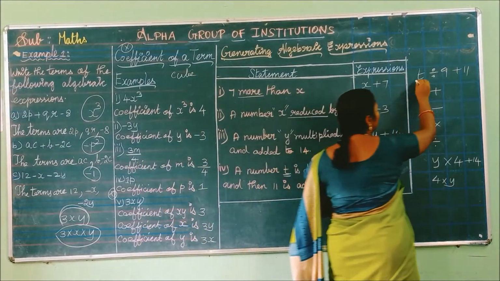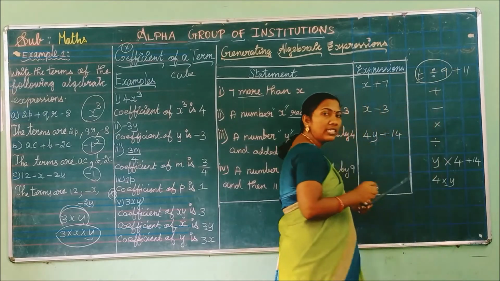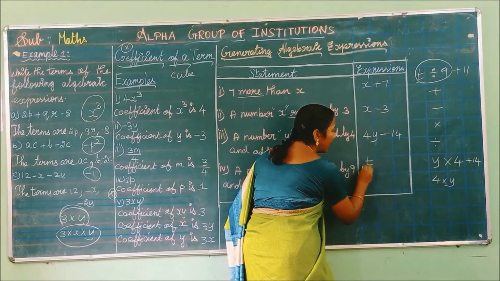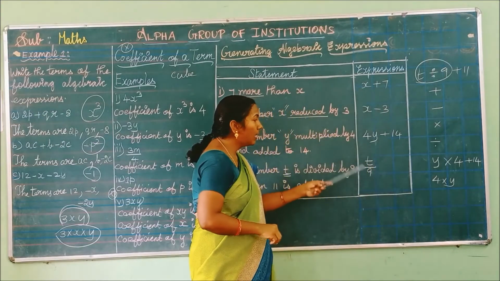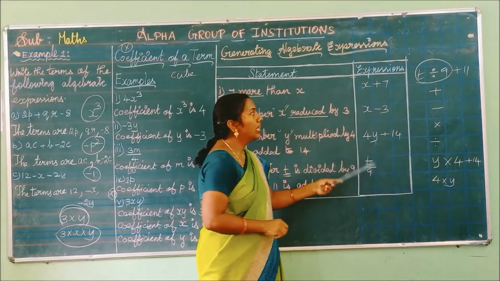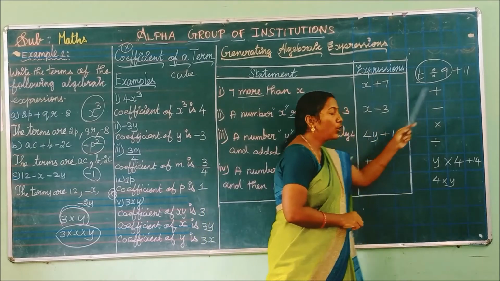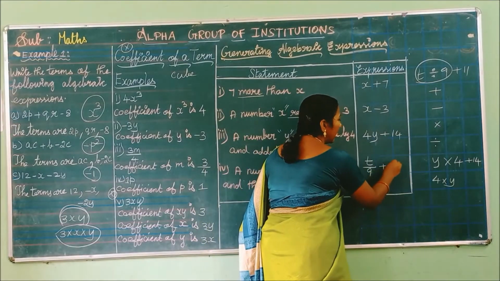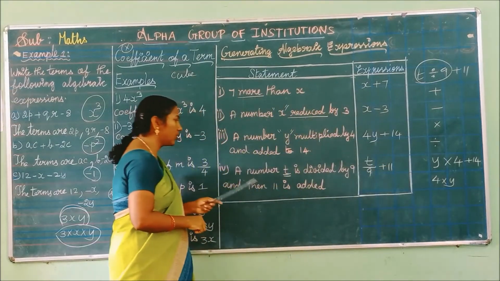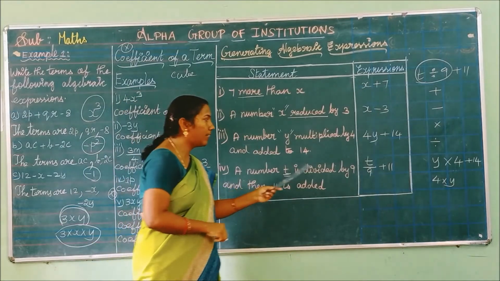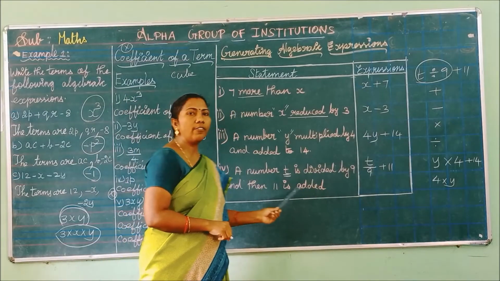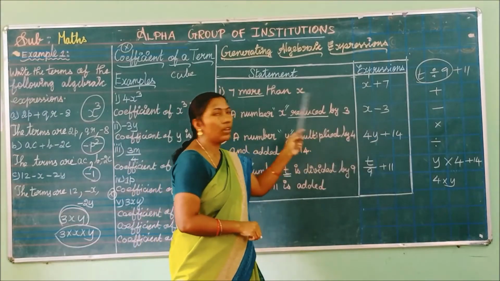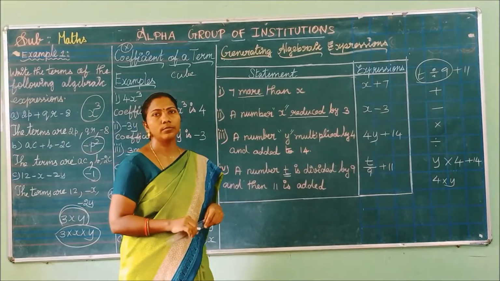So we can't use this simple division. Instead of writing the divide symbol, you may write t by 9. It also means t is divided by 9. So instead of writing t divided by 9, you may use this bar. So t by 9 plus 11. I hope you understand. Let us check: a number t is divided by 9 and then 11 is added. I hope you have understood how to frame an expression for the given statement.